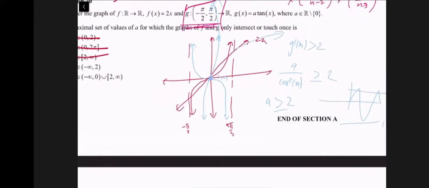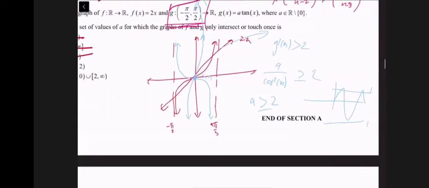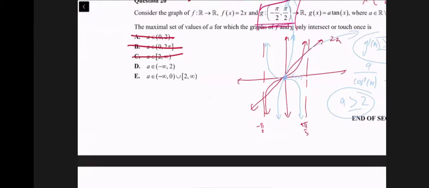Yeah, so now you've got 2 things to consider. You know a has to be greater than or equal to 2. And you also know that it has to include a negative value of some kind. So the answer is E.